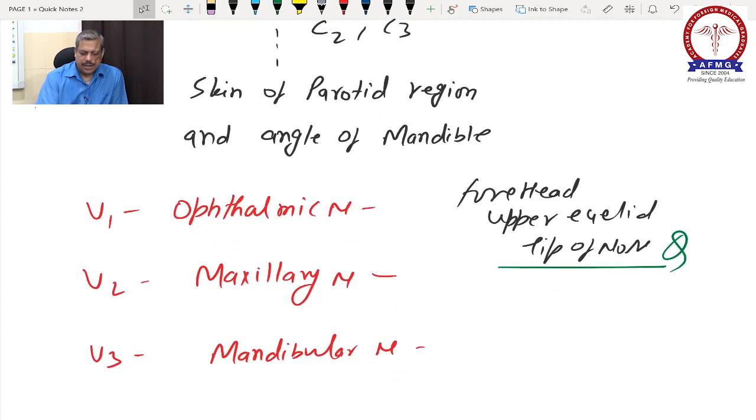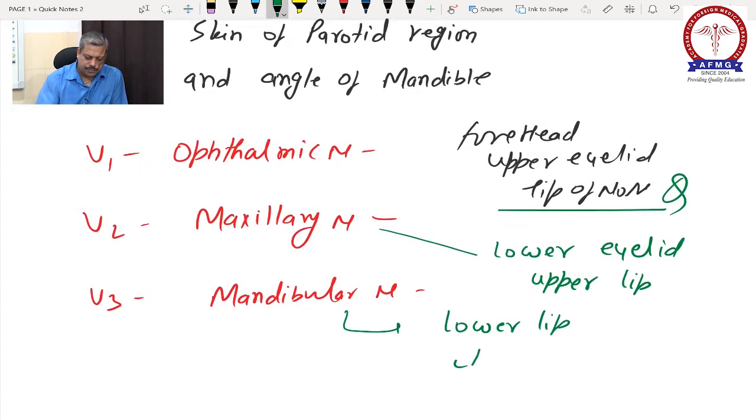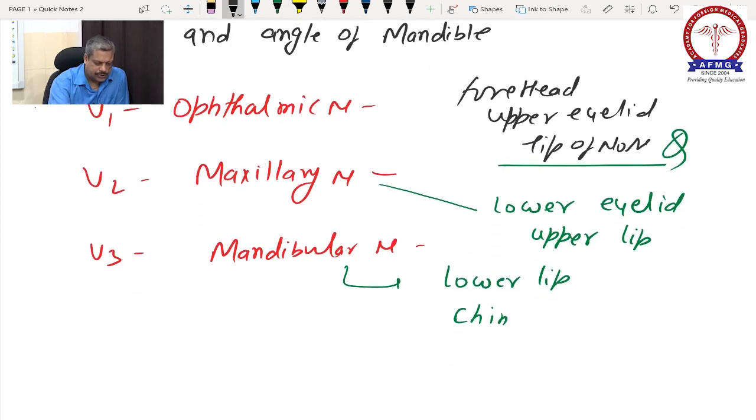And the maxillary nerve supplies the lower eyelid and the upper lip. The mandibular nerve supplies the lower lip, the chin and so on. Clear? But the tip of the nose is supplied by the ophthalmic nerve. So this is all about the sensory nerve supply of the face.